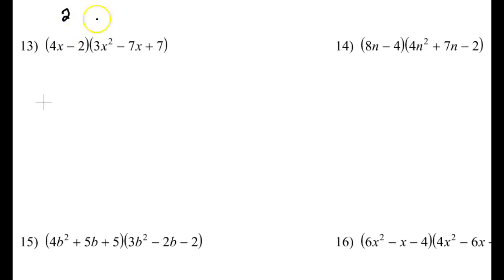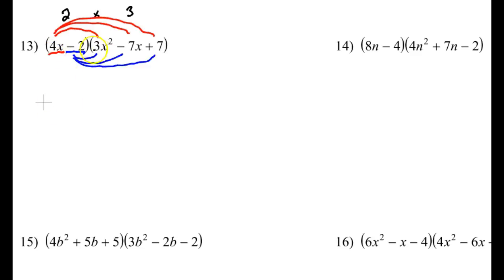So here we have two terms, and now we're multiplying the binomial, 2 terms, times a trinomial, 3 terms. So altogether we're going to have a total of 6 multiplications. We got to do the 4x times all 3 of them, and then I have to do the negative 2 times all 3 of them. So that's how we get 6 multiplications. If you need to, draw the lines, so that way you're not forgetting anything. I'm going to show you how to stack these in a way that makes it easier to combine all the terms as well. So follow along.